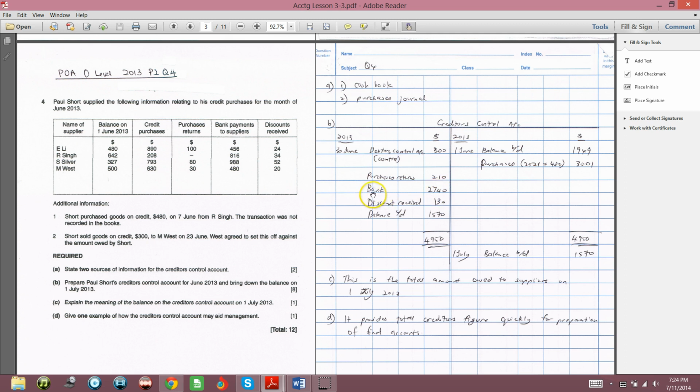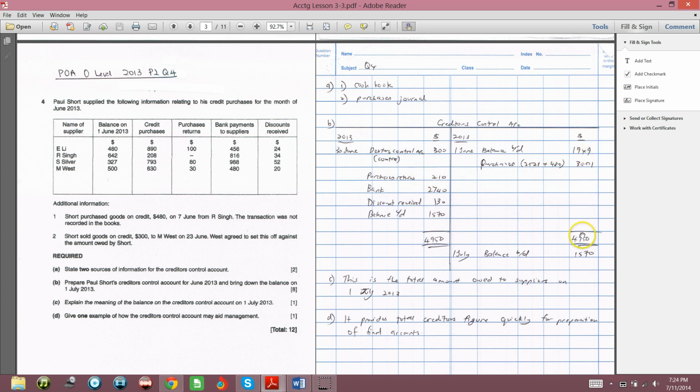So if I pay them the money, I will owe them less money. So put on the debit side. Discount received. So if my supplier, my creditor gives me discount, I will owe them less money. So when I add up all this, I will get 130. So I put on the debit side here. This is discount received.